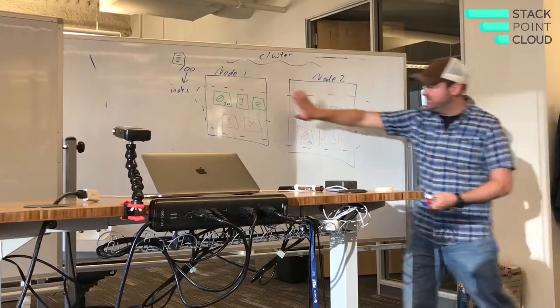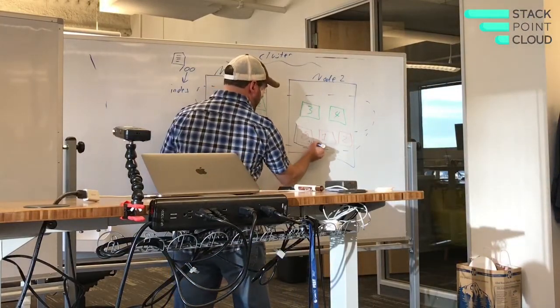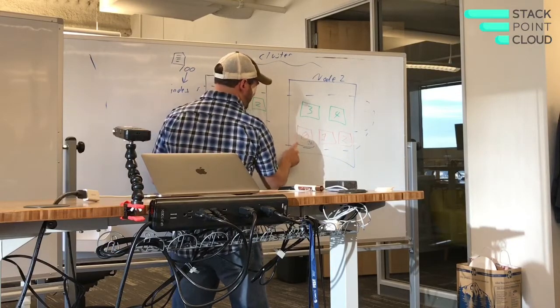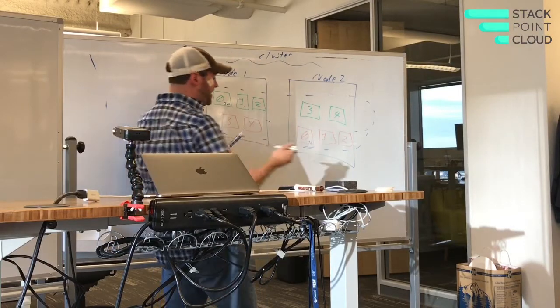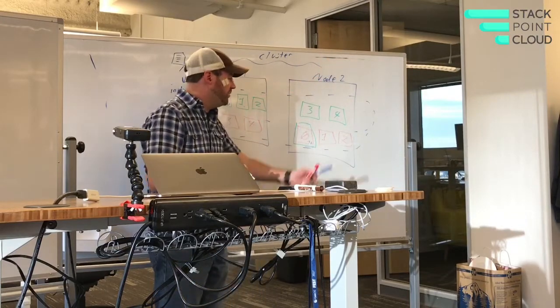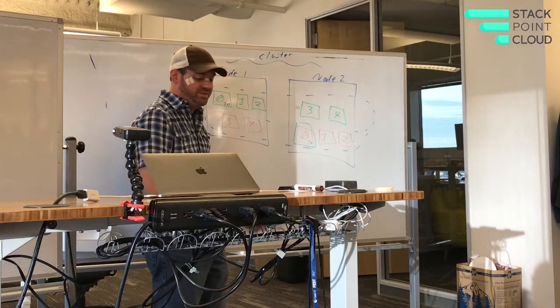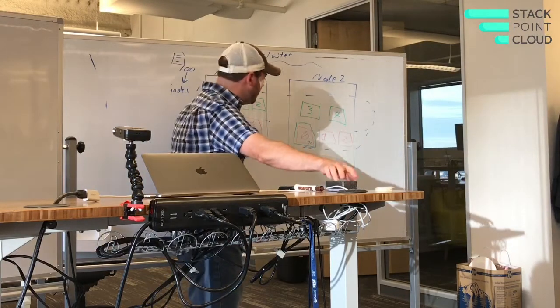What happens is if we lost this node, Elasticsearch would promote this replica, wrong color, would promote this replica to a primary. And then it would find other nodes in the cluster to go rebuild the replica on that we lost, because we lost a replica 0 when we promoted this one to a primary.